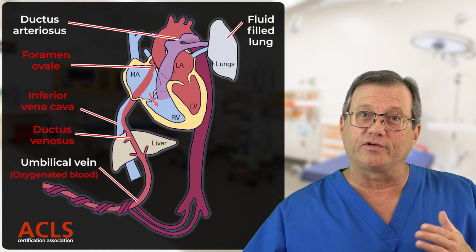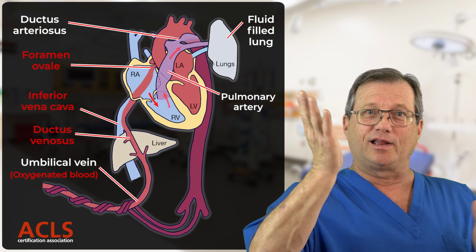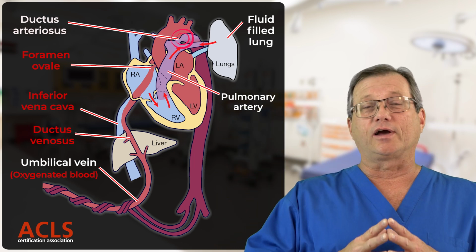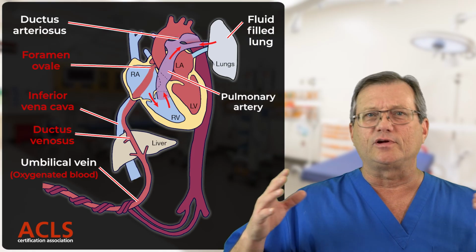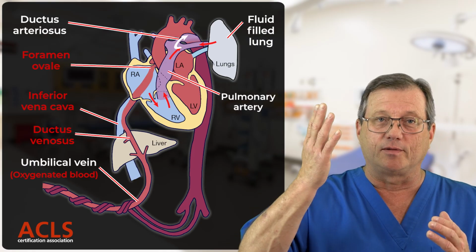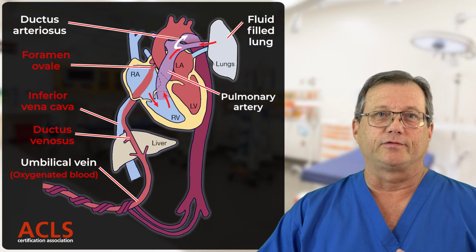So now as the blood's coming up that pulmonary artery, it can't get into the lungs. Where's it gonna go? Through our next adaptation, the ductus arteriosus, which is a little connection between the pulmonary artery and the aorta. So this oxygenated blood can get through there and then back out to the body.